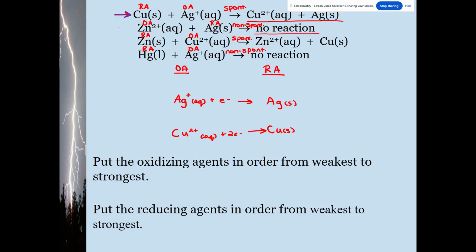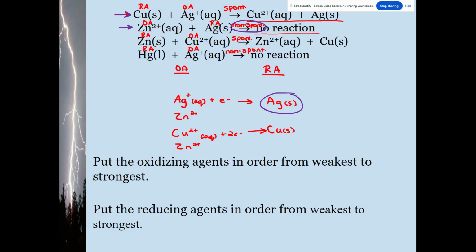Now I can look at my next reaction. I have silver solid as an RA, which is already on my chart, and it is reacting with zinc ions as an OA, and it is non-spontaneous. So that means my zinc ions, which I'm going to put in red, need to be lower. They need to either be here or here. But they need to somewhere be lower than the silver, because with silver as the RA, it's non-spontaneous. And non-spontaneous means the OA is lower than the RA. I don't know which spot it's in yet, so I'm not going to finish its half reaction.